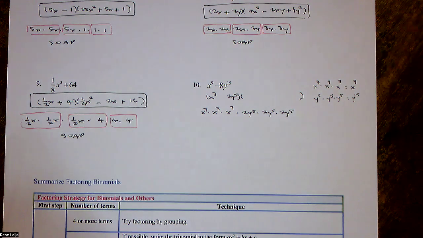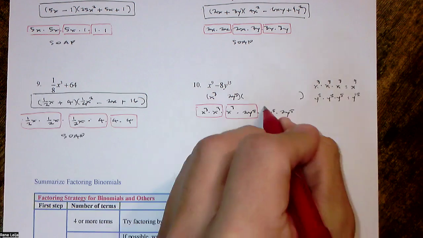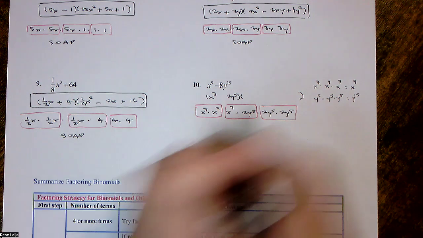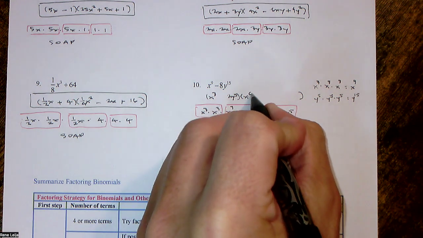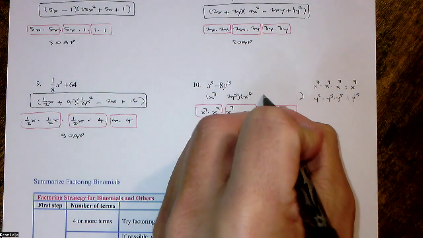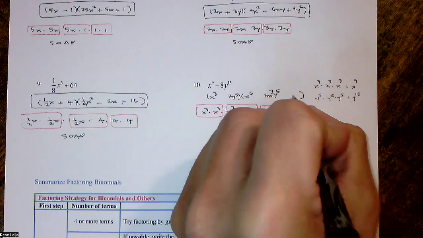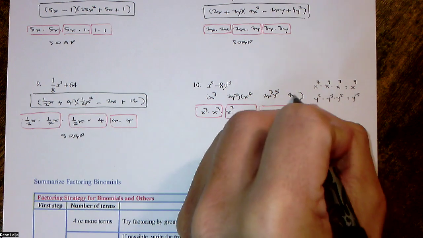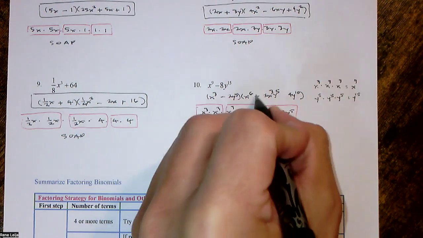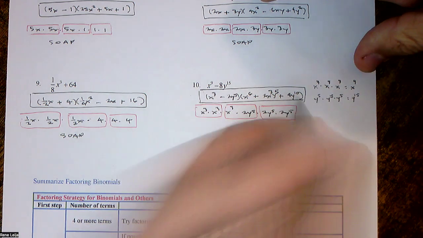Okay, now we pair these up. And x cubed times x cubed, keep your base, add your exponents, so that's a 6. This you just stick all together, 2x cubed y to the 5th. Then 4, keep your base, add your exponents, 5 plus 5 is 10. Use SOAP, same, opposite, always positive. And here's your answer, okay?